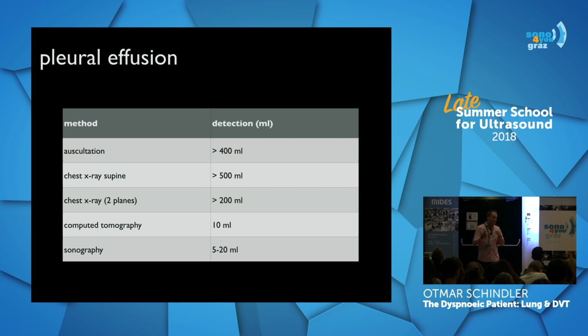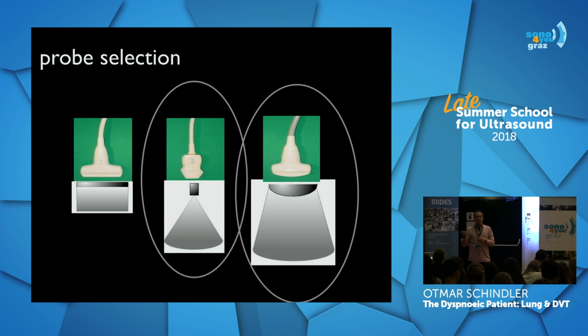You can detect pleural effusion quite easily with ultrasound. You have the same detection rate as with computed tomography, and it's much better than with chest X-ray, auscultation, percussion, or something like that. Which probe do you use? We always said you have to take the right probe and the right gain and instruments. You could use any probe, in fact. You can also detect pleural effusion with a linear probe. The problem is you don't enter far enough.